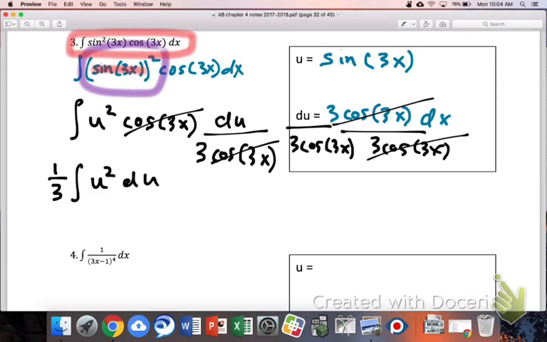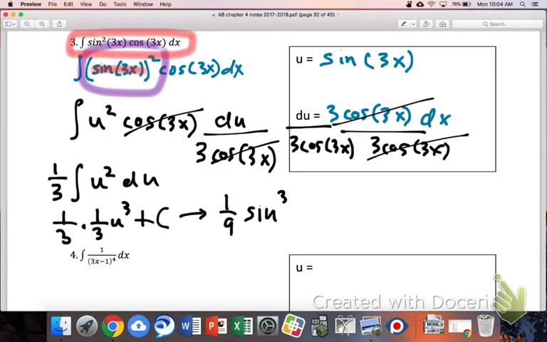Okay, so to finish this out, all we have to really do is find the antiderivative of u squared. It's a power rule. So I'm going to write this as 1/3 times 1/3 u cubed plus c. And my final step would be to plug back in. So it would be 1/9 times sine cubed of 3x plus c. And again, if you have any doubts, you can just find the derivative and check it out. Should match the integral.